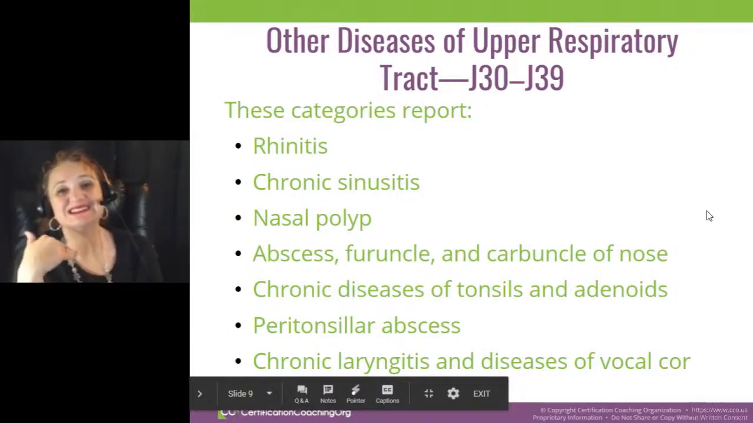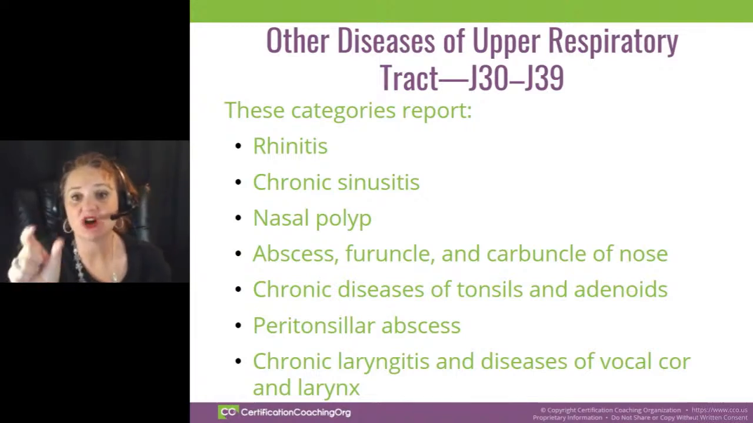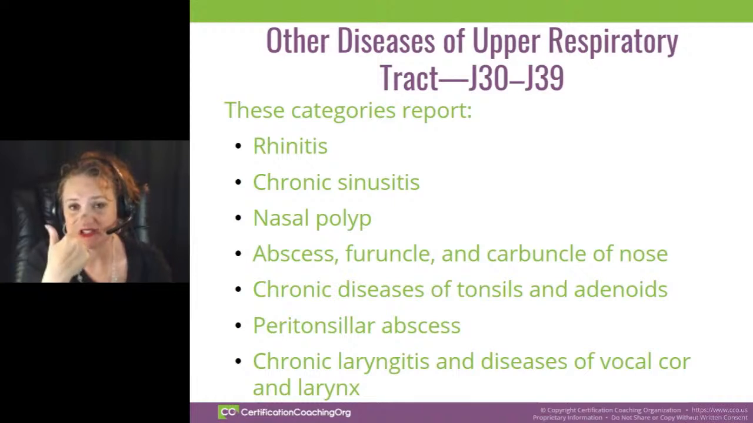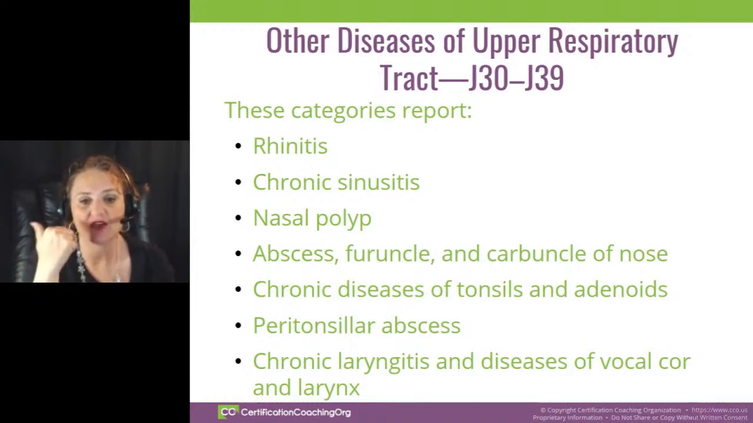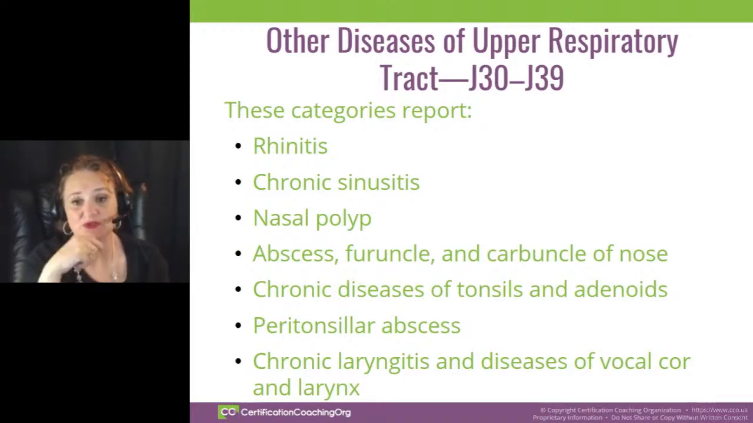Upper respiratory diseases. Now we're not talking about just irritation. Now we're talking about diseases that can happen. Rhinitis is different than just having an inflammation. It's a chronic type inflammation. Chronic sinusitis. Rhinitis is just inside the nose. Right. So if a person has rhinoplasty, they have something adjusted in the nose. Nasal polyps that can grow and obstruct. You can have abscesses, furuncles, and carbuncles of the nose. Chronic diseases of the tonsils and adenoids. We didn't even mention where the adenoids were located, in the back of the throat. You need to be able to locate those.